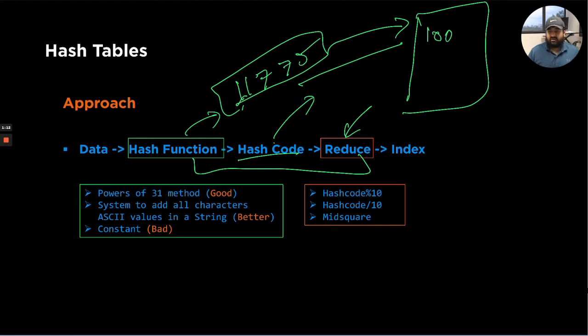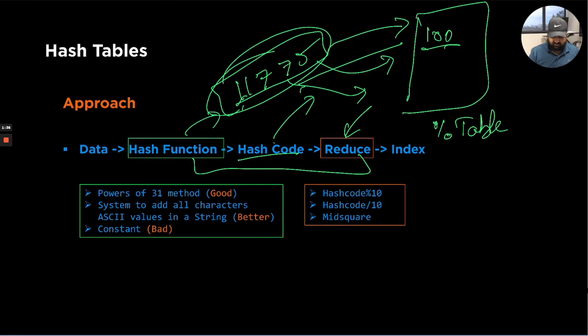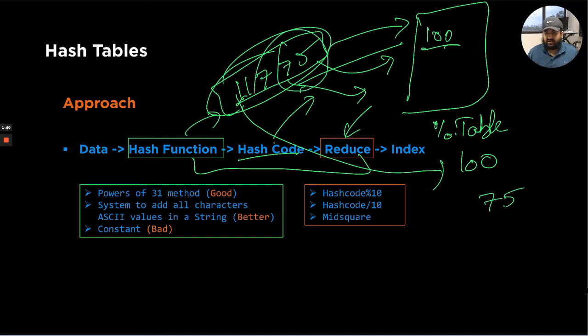So this reduce step allows us to reduce the hash code into a certain index. The easiest one is to use hash code mod table size. That's one of the most frequently used reduce functions. If we do a mod 100 for this particular hash code, our output would be 75, which is the last two digits. So we will never get a number that is more than 100. That's what I'm trying to convey.